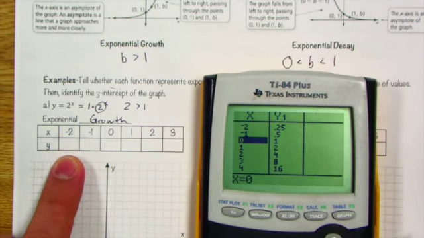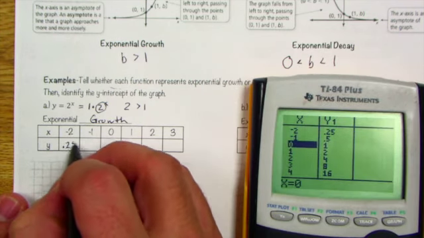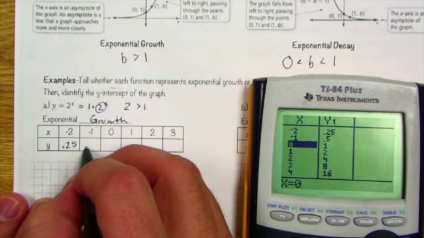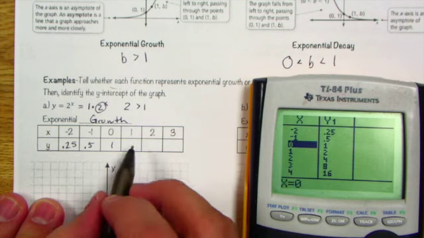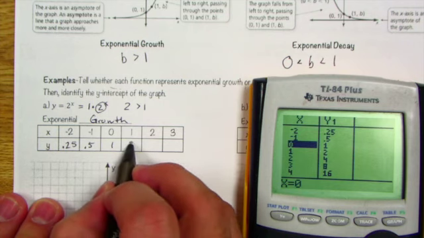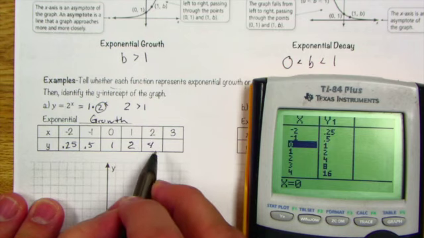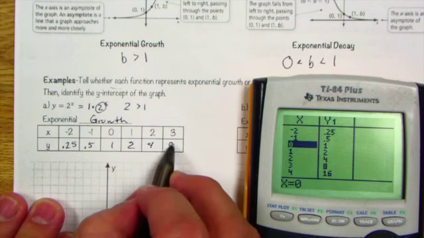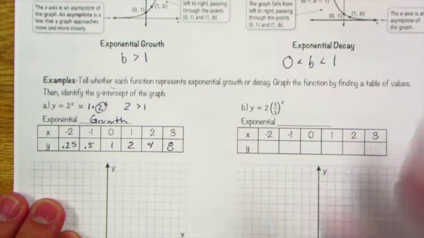So we go to -2, and it looks like -2 is 0.25. So -2 is 0.25. It looks like -1 is 0.5. 0 is 1. 1 is 2. And 2 is 4. And 3 is 8. And so we fill all in, and so we don't need that anymore.